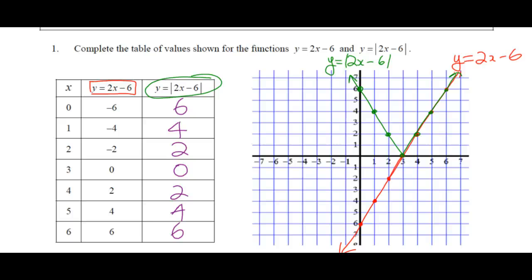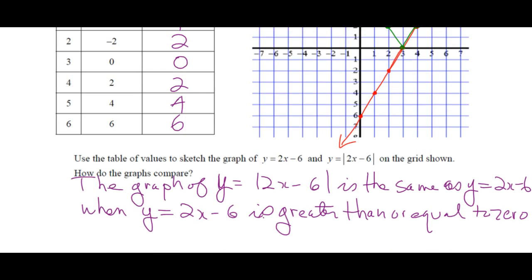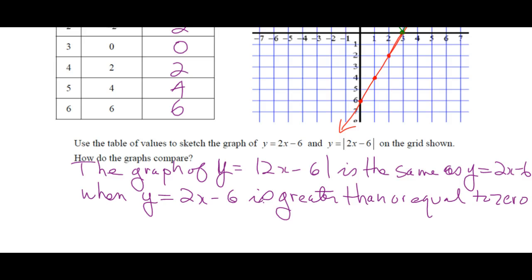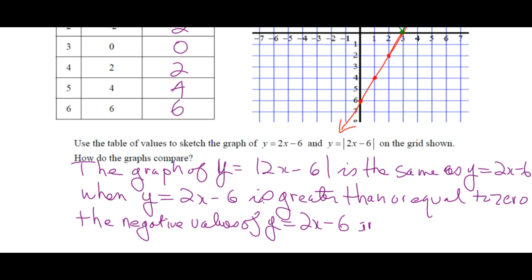So in this case, this branch would just go over this, and this branch is a reflection. So for negative values, the negative values of y equals 2x minus 6 are reflected in the x-axis.